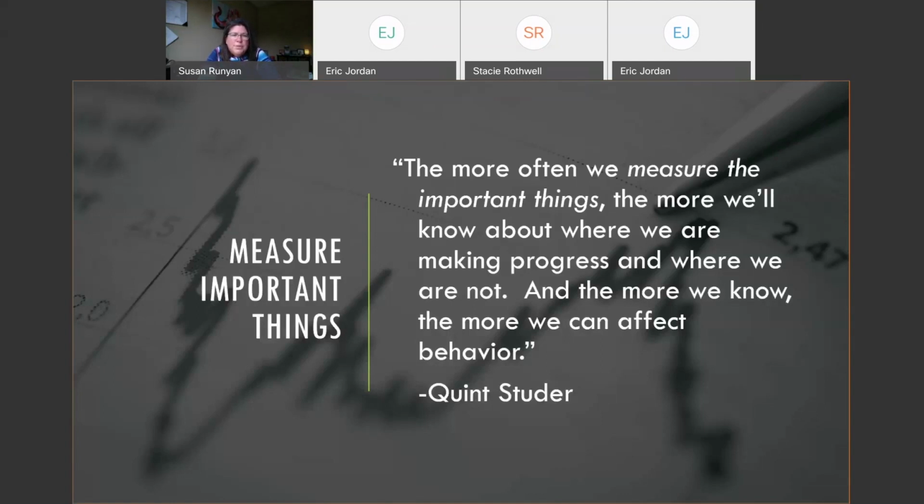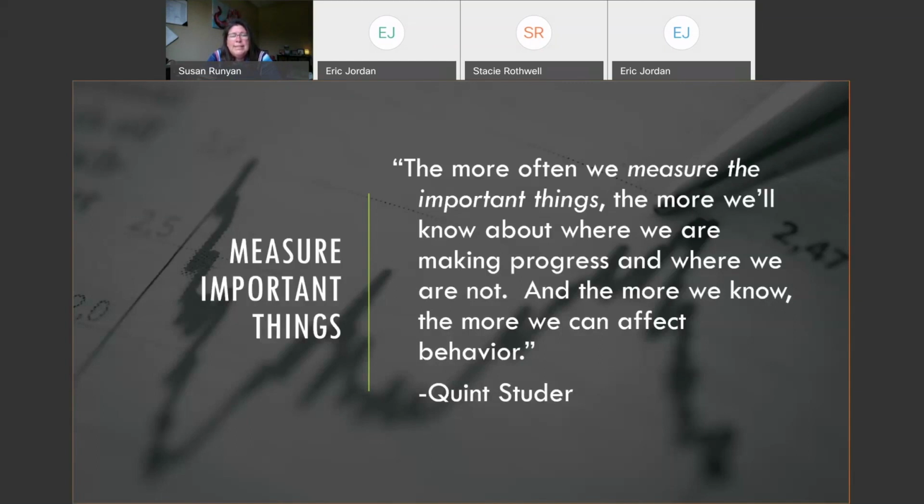I love this quote from Quint Studer. If you've ever heard him before, he's passionate about quality and patient safety. The more often we measure the important things, the more we'll know where we are making a difference and where we are not. And the more we know, the more we can actually affect behavior.